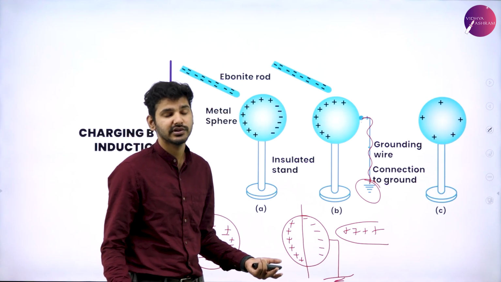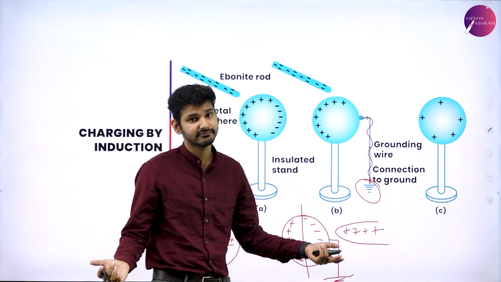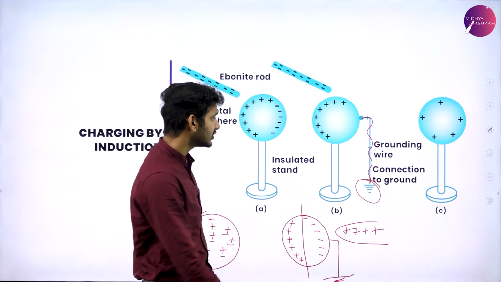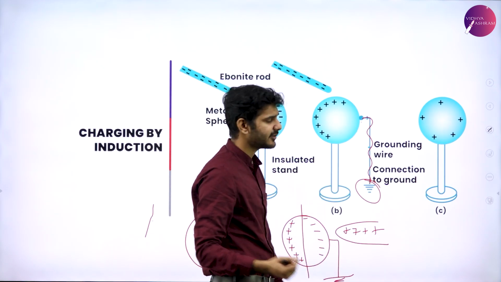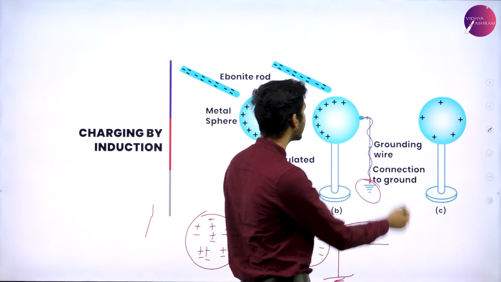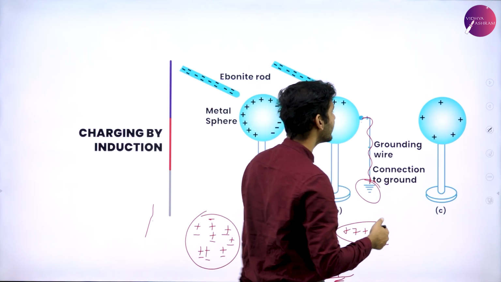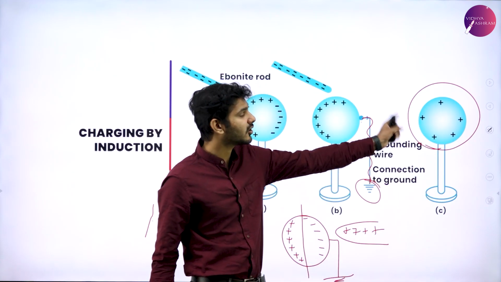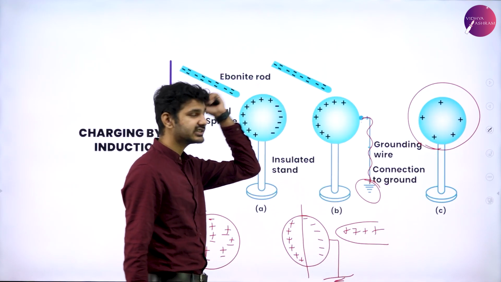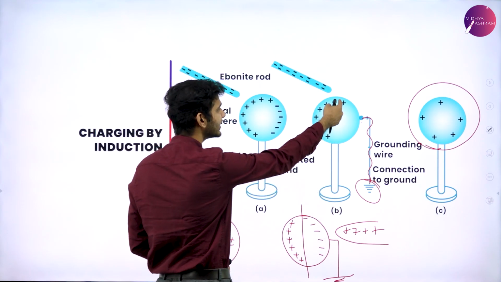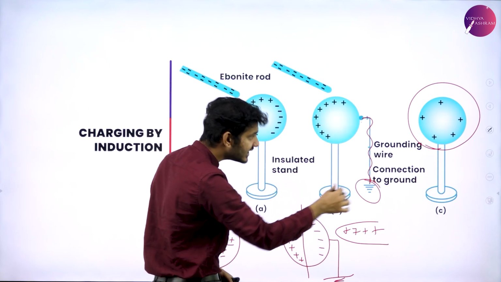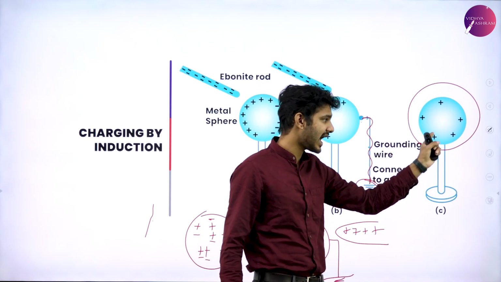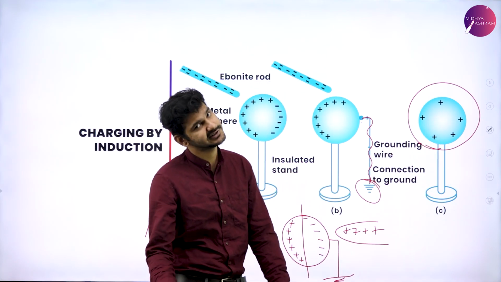And what happens when all the negative charges run off? You are left with only the positive charges. After keeping it for some time, we remove the wire and we remove the rod. And then what we are left with is a sphere which is positively charged. When we remove the rod away, all the concentrated charges will redistribute themselves in the metal sphere, so that we have a positively charged metal sphere.